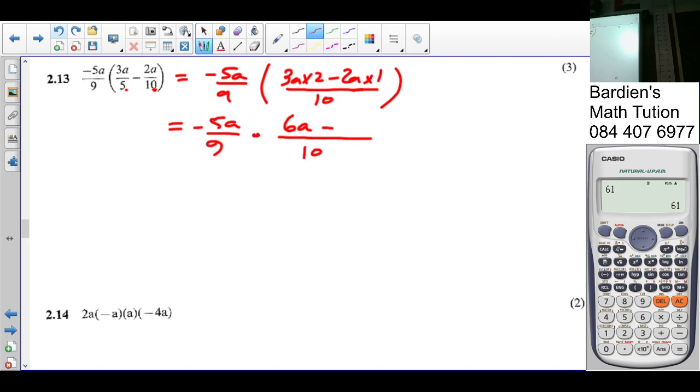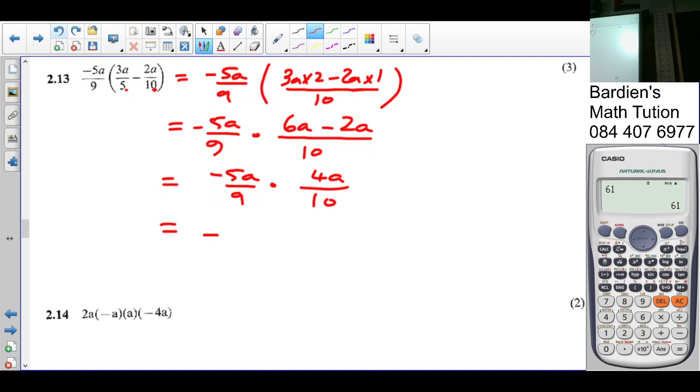The board is not even agreeing with me. That's why it's not writing. Here we go. 2a. Now what is 6a minus 2a? 4a. So it's negative 5a over 9 times 4a over 10. Now what's negative times a positive? Negative. Ultimate answer on this? Negative.